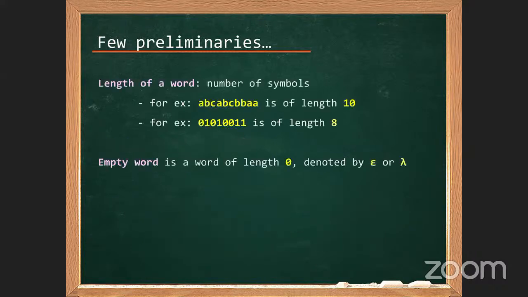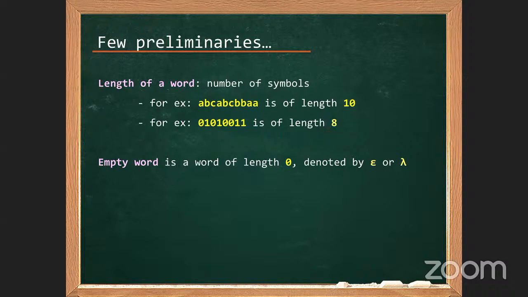We can talk about the length of a word, the length of a string. With the same string, A, B, C, A, B, C, B, B, A, A, if you count the number of symbols, you find 10. So the length is 10 here. In the case of the second string, 0, 1, 0, 1, 0, 0, 1, 1, it has 8 symbols. So the length is 8.